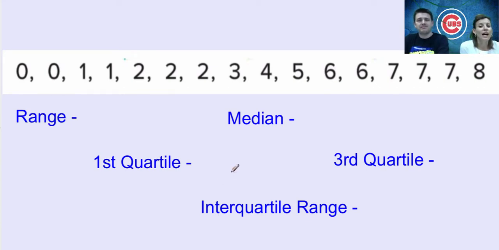The range, the high minus the low, or the maximum minus the minimum, is really easy here because we're subtracting 0, so 8 minus 0 is 8. And then we're going to go ahead and cross them off like we did yesterday to find the middle number.